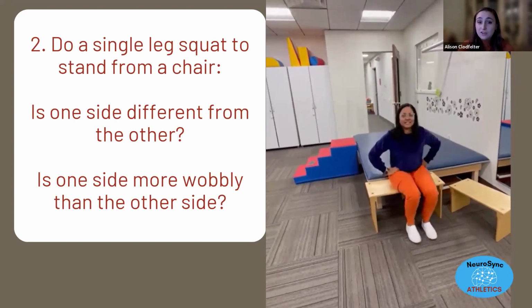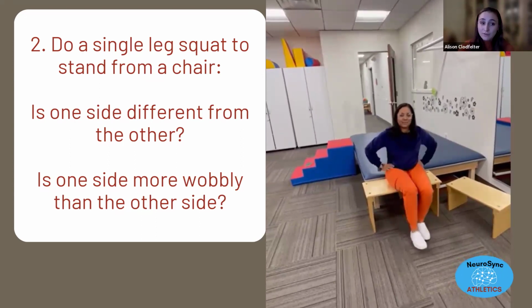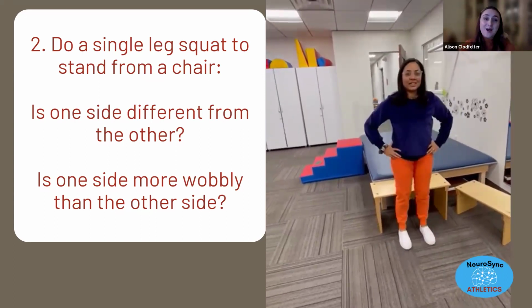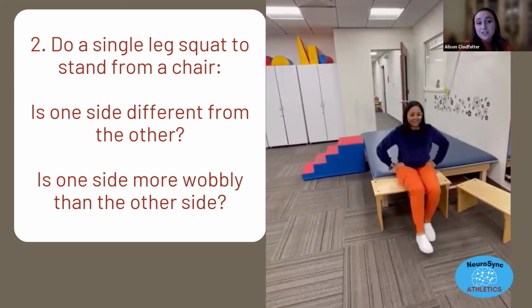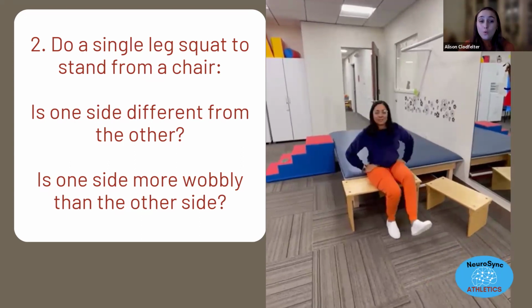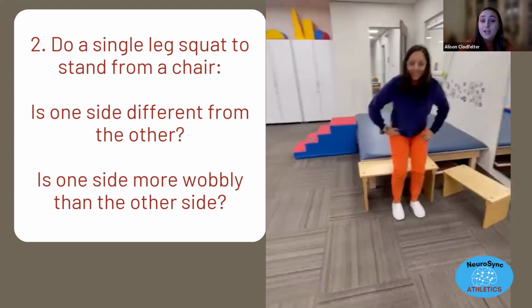Same deal here. You're going to assess yourself. This one, definitely keep your eyes open, because it's already challenging enough as it is. You're going to assess yourself and determine if one side is different from the other side, if one side is more wobbly than the other, or if one side just feels really, really difficult. That's a good sign of either those asymmetries or just our sensory system not being completely in sync as we're moving.